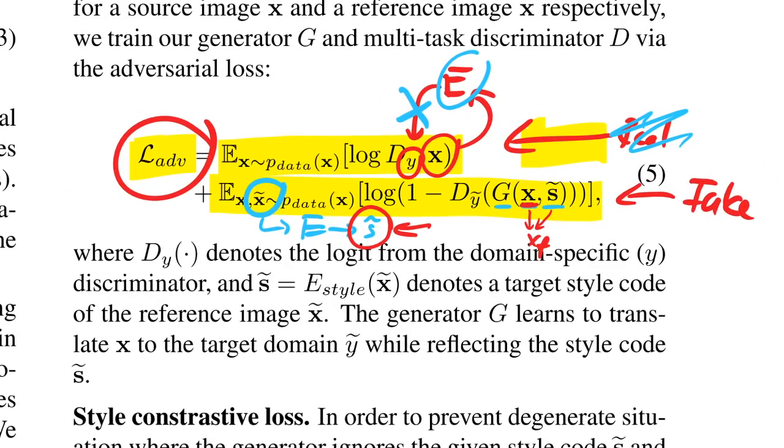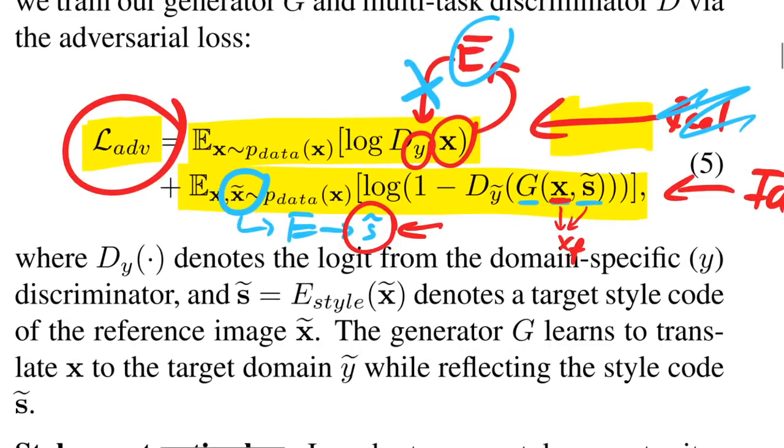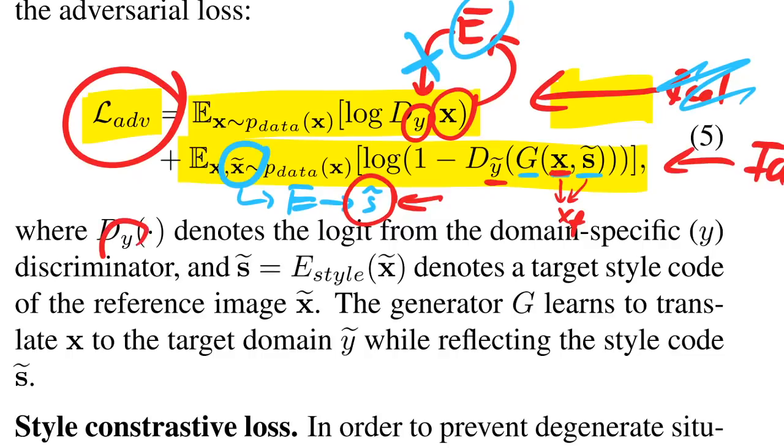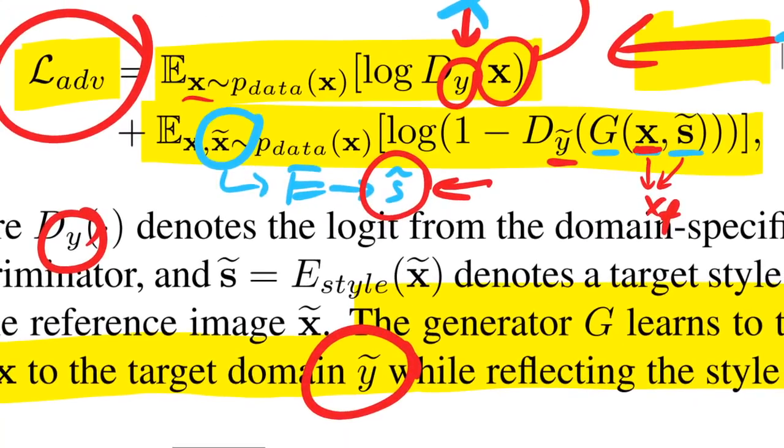Now, the question is which discriminator, right? Because you need a label for the discriminator. The label is conditional. With this discriminator, it's pretty easy because it's simply the label of this image. Now, however, as you can see, the generator learns to translate X to the target domain while reflecting the style code S tilde. So Y tilde is going to be the label that comes out of this X. So this encoder right here is also going to give us Y tilde. And that's going to go here.